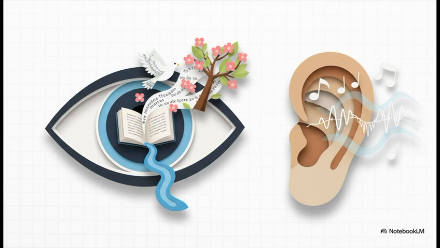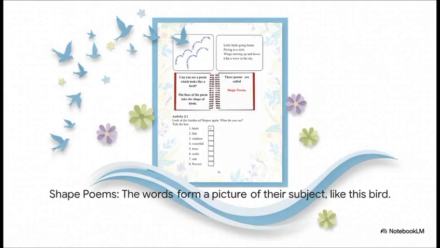It's basically literature as a visual art form. First up, we have shape poems. And this is just delightful. The poem is the picture. Here, the lines about a little bird going home are arranged to actually look like a bird in flight. The meaning and the image, they become one. It's an unforgettable way to teach someone about imagery.